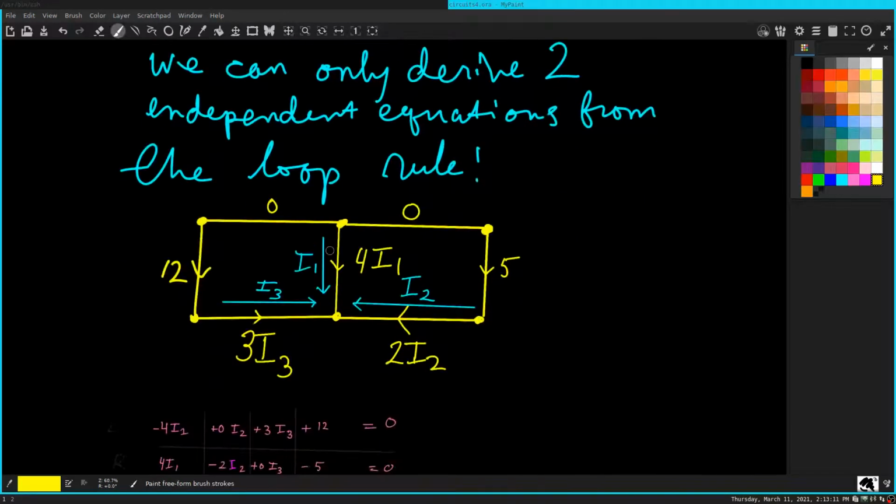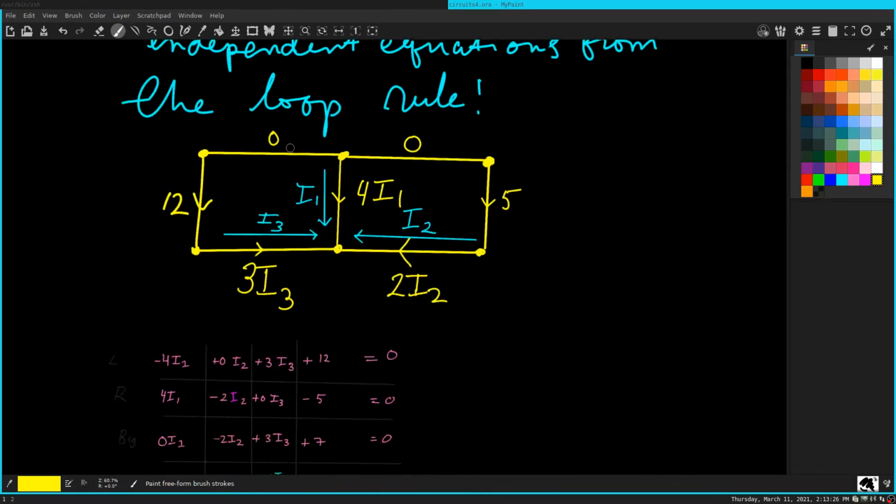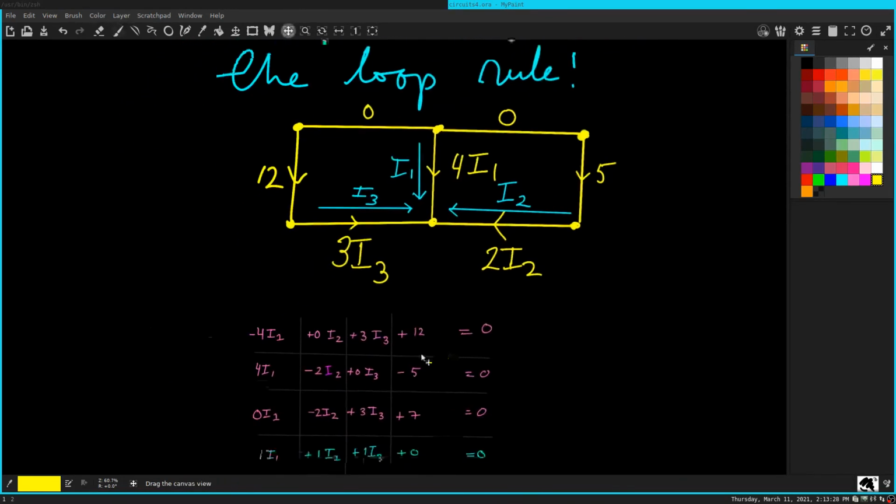So we look at this again, and I drew a simplified form. This 12 means the voltage drop over the battery. This 5 is the voltage drop over the battery. These 2I2, 4I1, 3I3 are the voltage drops over the resistors. No voltage drop over the wires.